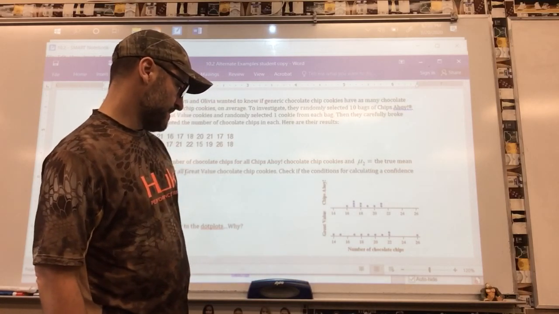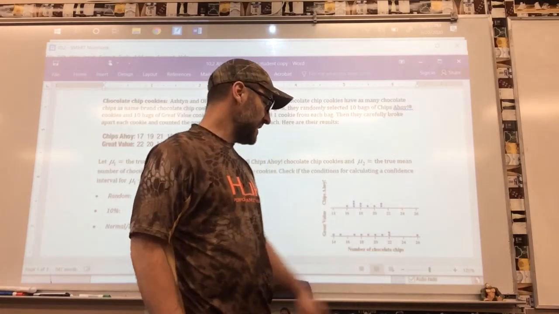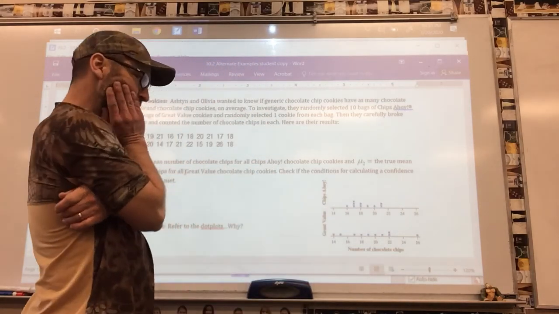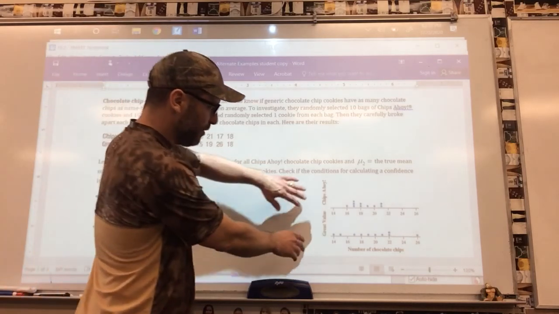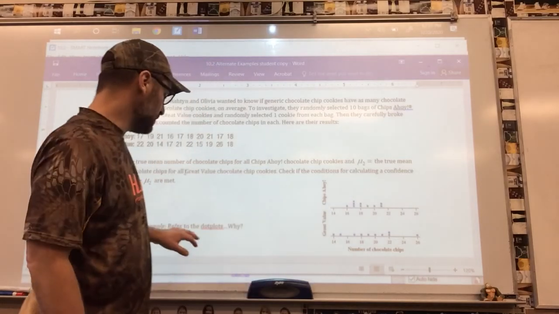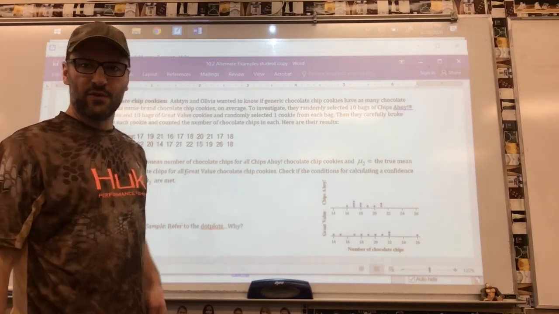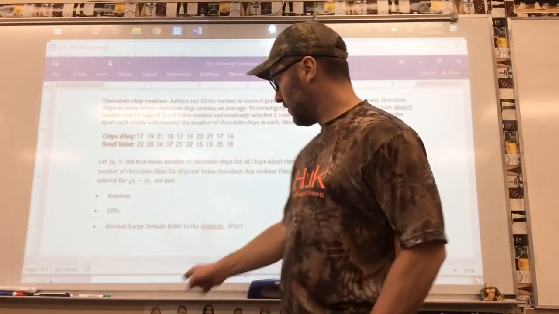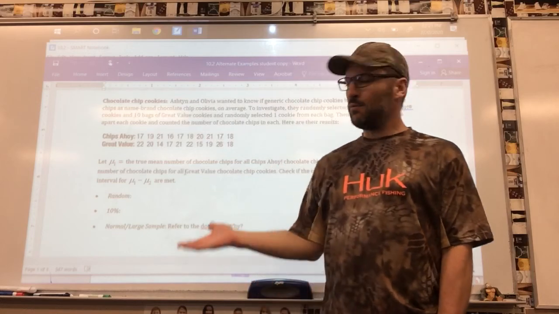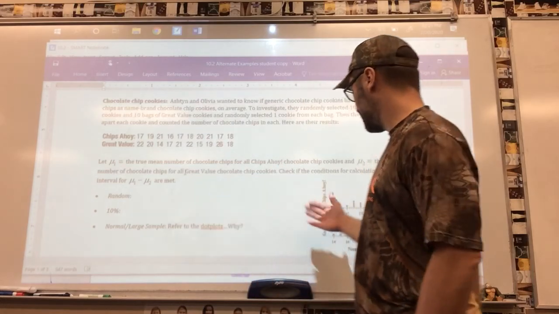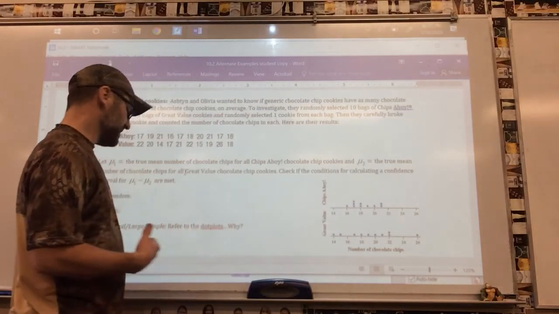Great Value. I don't know. There's a possible outlier here. That one's kind of out there, but I wouldn't call that overly skewed in any way, shape, or form. So because both of these graphs are not skewed, I would go ahead and say, yes, the conditions for normal large sample are met. You could circle normal right now. We hit the normal condition. It's normal enough, it's not skewed, that we can go ahead and say, yes, the conditions are met.